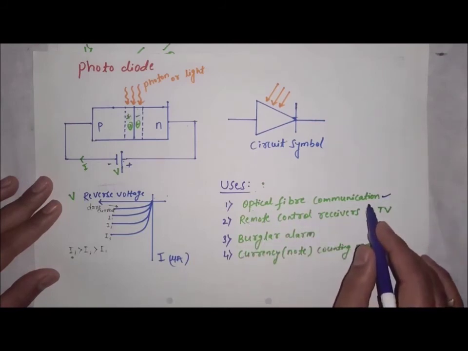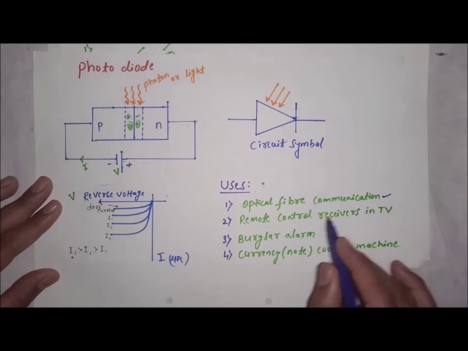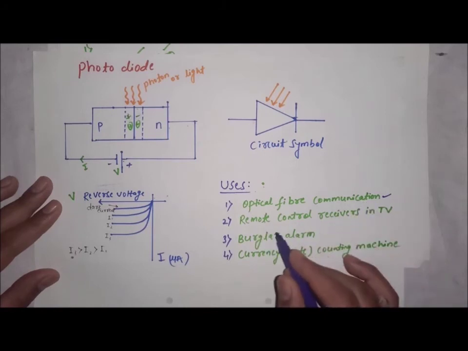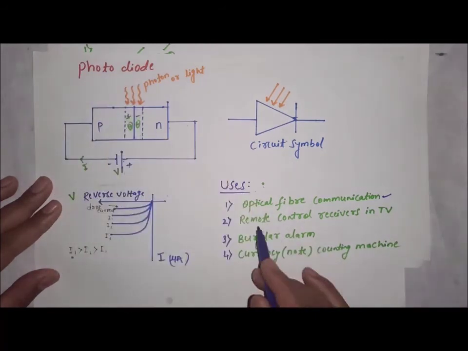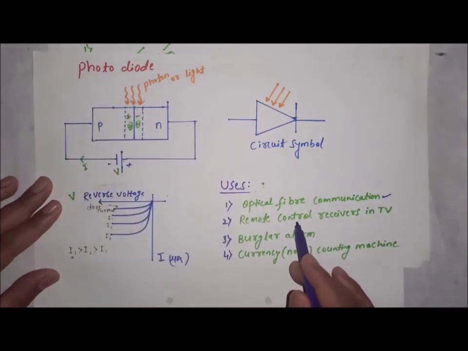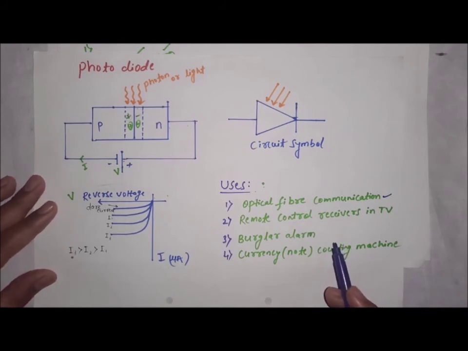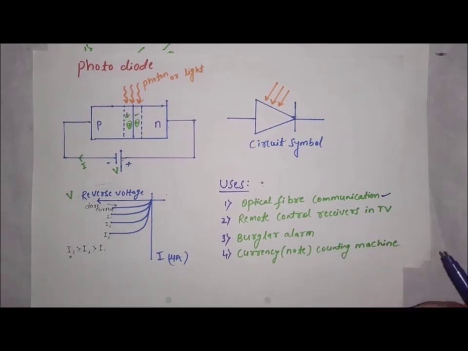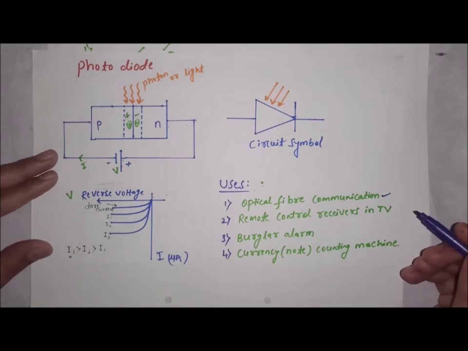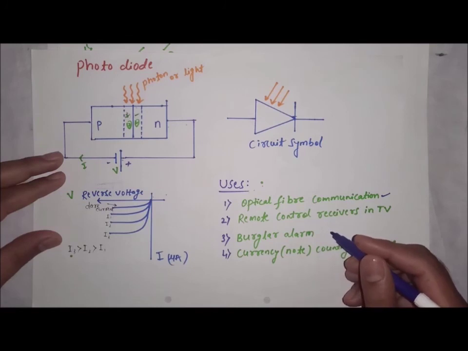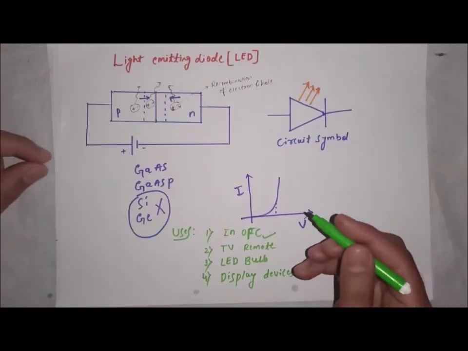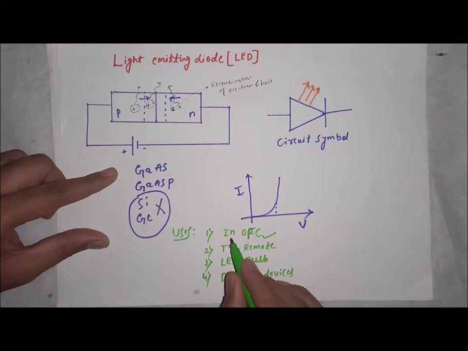In optical fiber communication we are using photodiode as well as LED. In remote control receivers we are using photodiode, but in the remote control itself we are using LED. In burglar alarm we are using LEDs, and we are using LED TV, LED bulb to supply the power, right? To supply the power.